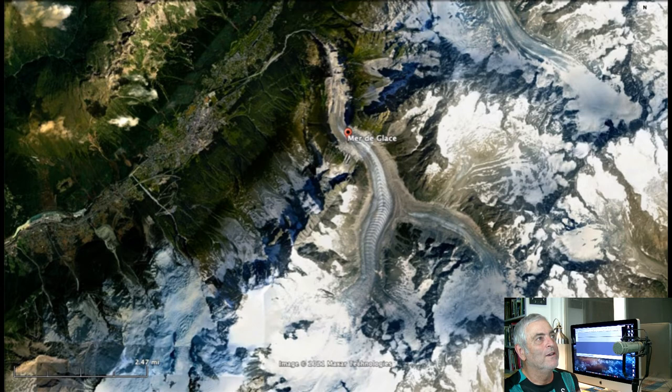It is not the source for the Rhone River. This is the one that flows into Lake Geneva in Switzerland. So this is actually in Switzerland here, the Mer de Glace. This is not Chamonix yet, in other words. But that's the Mer de Glace right there, and you can actually see it flowing.